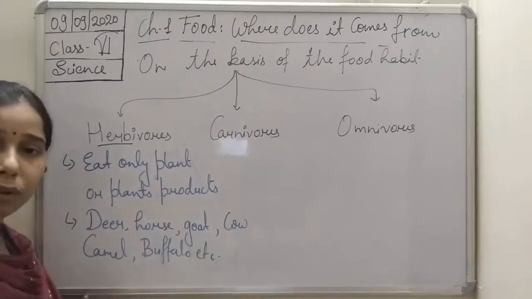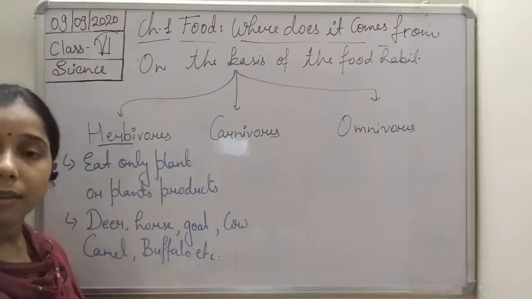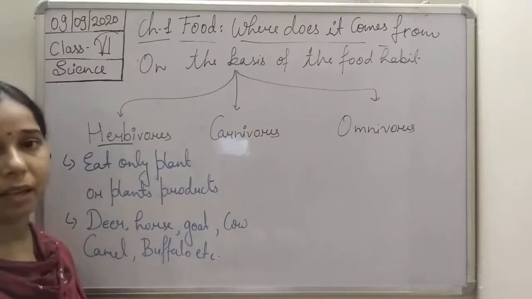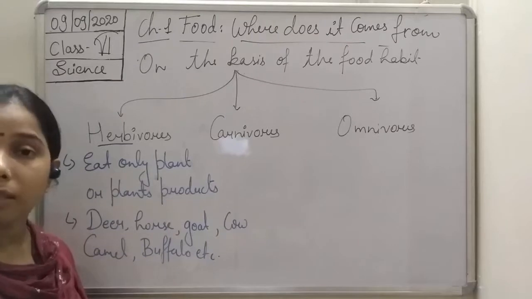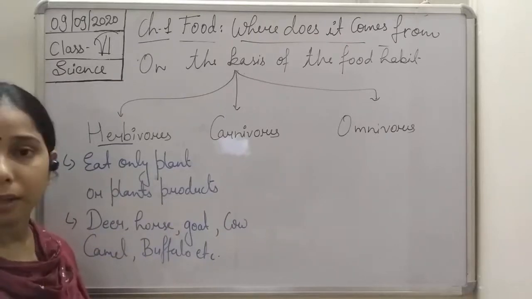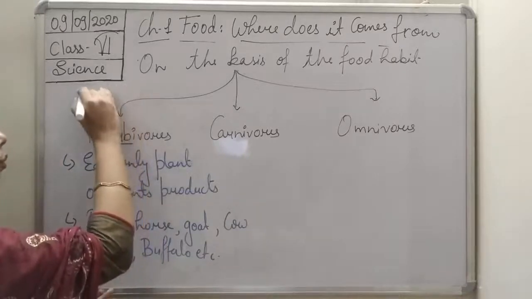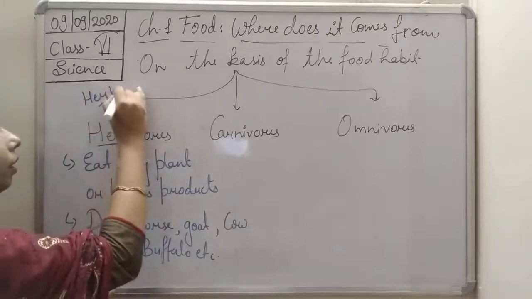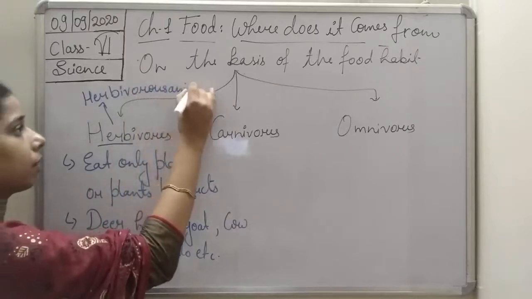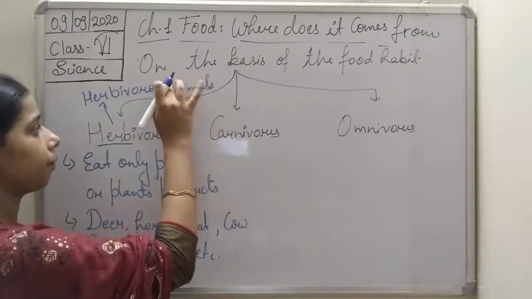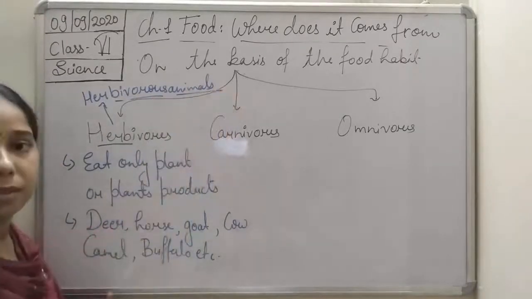A lot of animals are there, students, which are dependent on the plant itself. They eat only plant and that of the plant product. And such kind of animals we call herbivorous animals. So this is the herbivore, and such kind of animals are known as herbivorous animals.